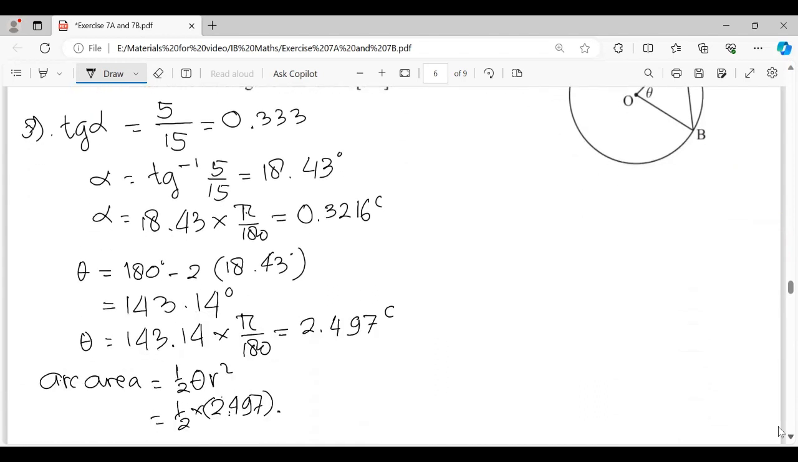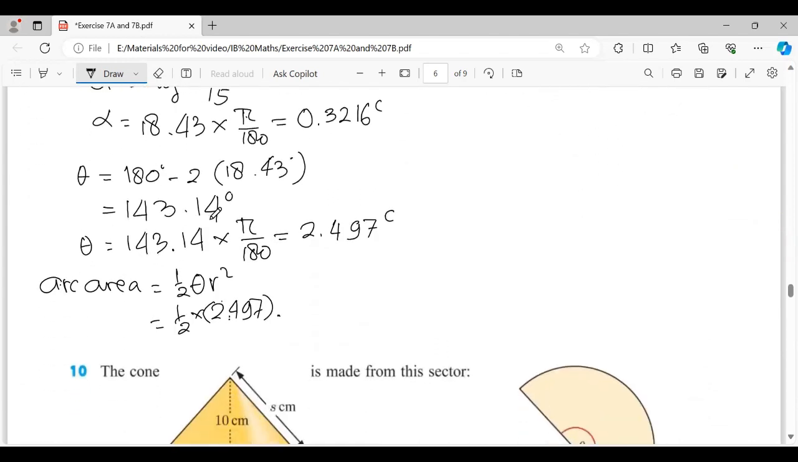Okay, 15.8, it means times here 15.8 or square root of 250. Better this one. And then with calculator, we find the result 312.125 meters squared. Okay, next. That's arc area.